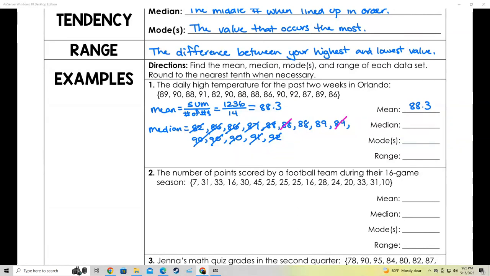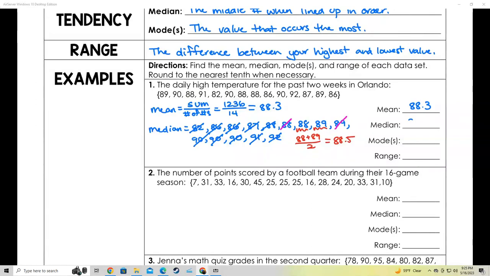Sometimes you'll only have one number stuck in the middle, and that's great. That's going to be your median. But if you have two numbers that are stuck in the middle, like these two, my left and my right, then you're going to take the mean of those two numbers. We're going to add up those two numbers, 88 plus 89, and divide it by 2. And what I end up with is 88.5. So my median in this case is 88.5.